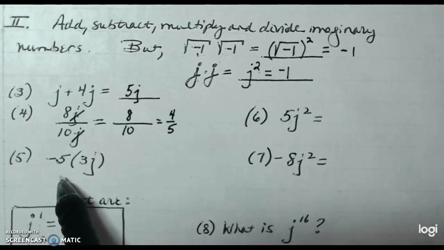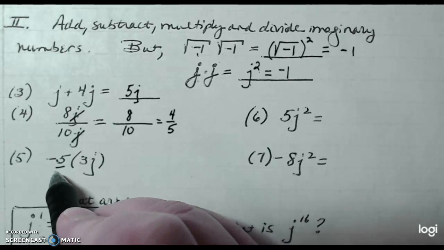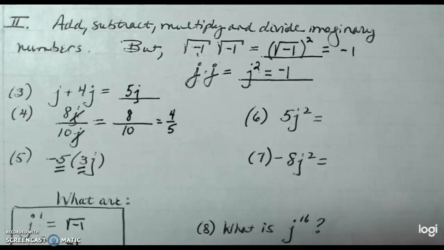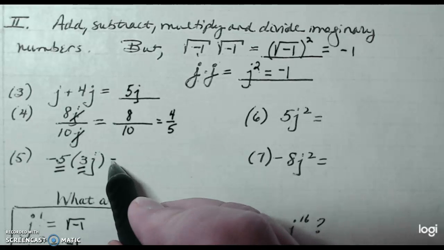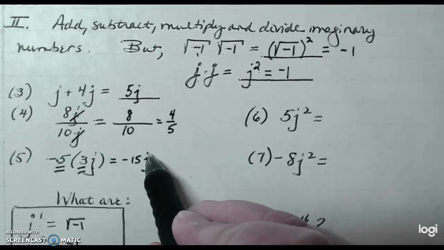For number 5, -5 times 3j, just like with variables, you would multiply the real component first. -5 times 3 is equal to -15, and then you have the value j.